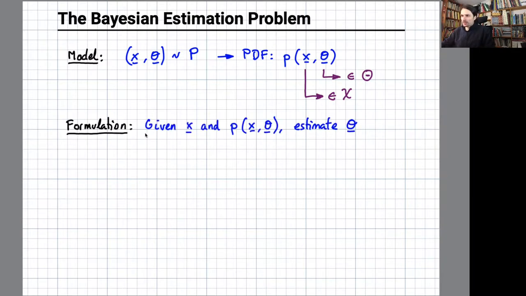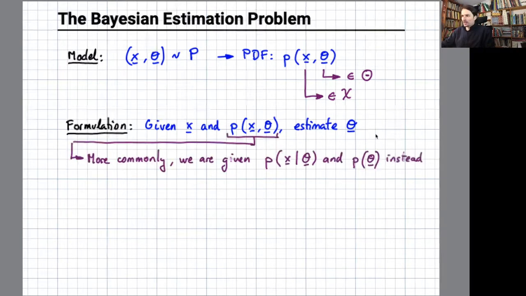The problem is, given X and also the joint PDF of X and theta, to estimate theta, okay? However, it is seldom the case that we are directly provided this joint PDF. Instead, it is more common that we are given the conditional PDF of X given theta and the prior of theta, right? This function is typically referred to as the likelihood, okay?